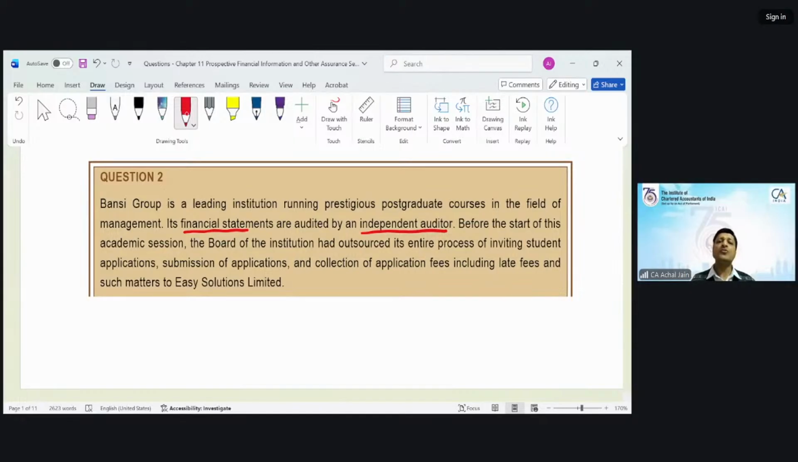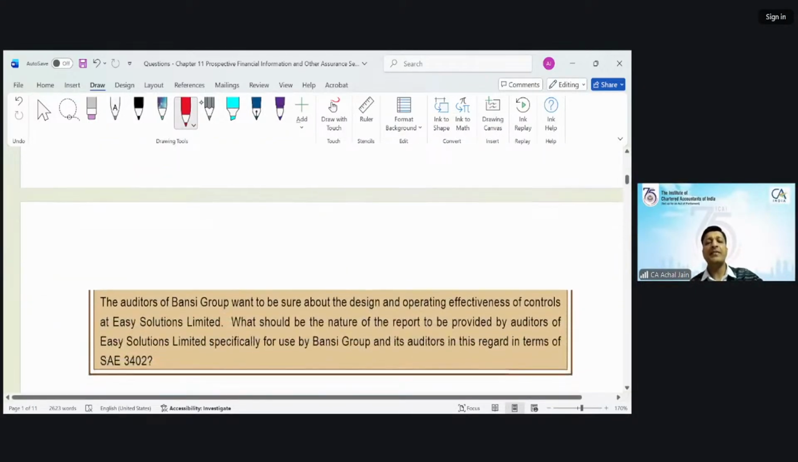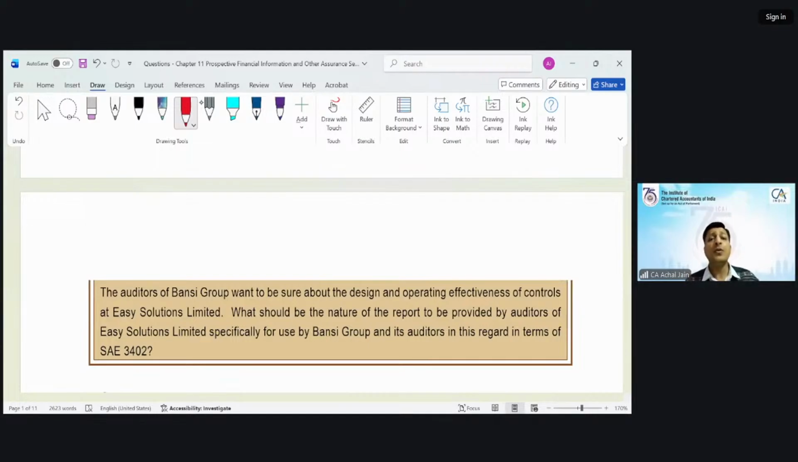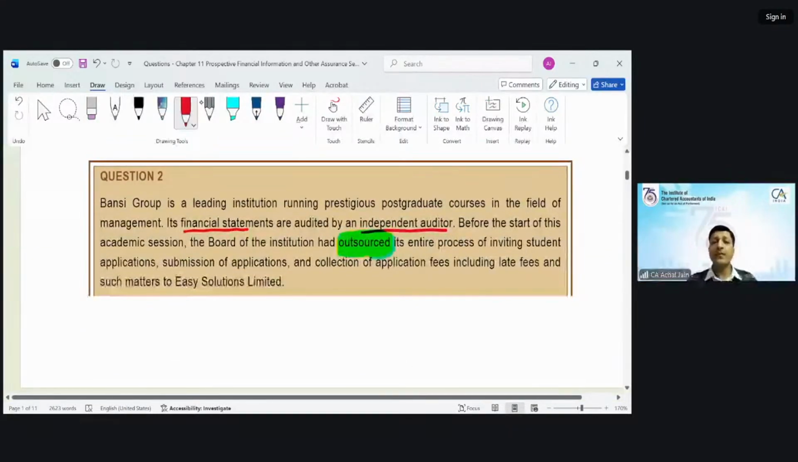So the board had outsourced its entire process of inviting student applications. This has been outsourced. Right? Submission of applications, collection of application fees, including late fees, and such matters to Easy Solutions Limited. So there's an entity wherein they have outsourced this. Now, when it comes to the auditor of Bansi Group, for the financial statements audit, what do you have?